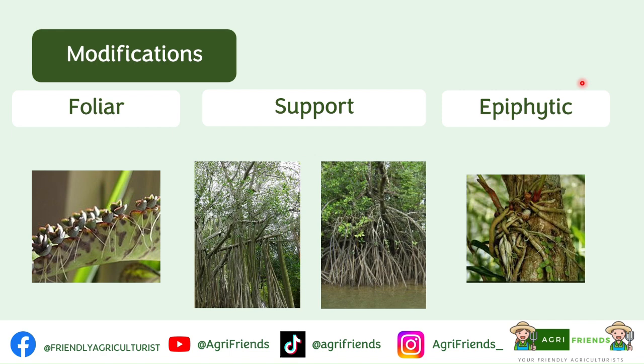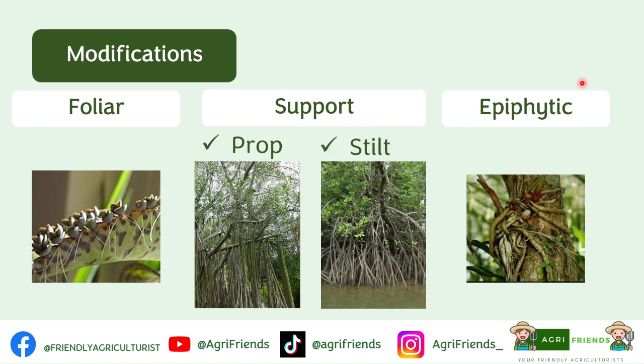We also have foliar roots or roots that develop on leaves. A classic example of this is the kalanchoe or the katakataka. And we also have supporting roots. The prop roots are aerial roots that grow from the branches or stem of a plant and extend downwards to the ground to provide additional support.